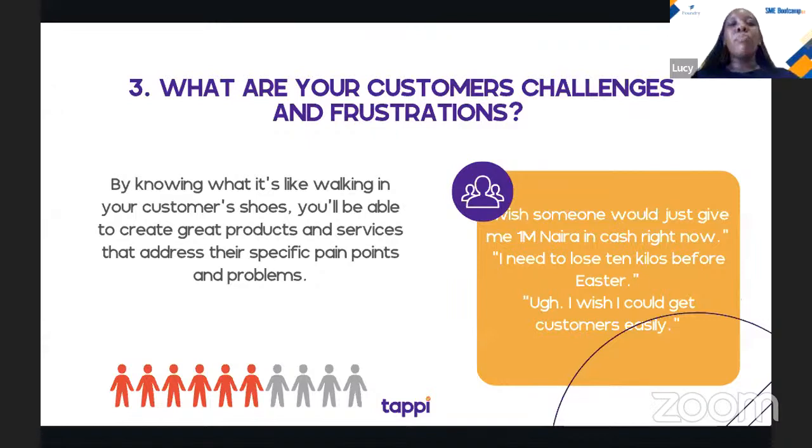Then the third point is, what are your customers' challenges and frustrations, right? So this is putting yourself in your customers' shoes, right? You've already identified who your customer is. Are they middle class? Are they high class? Are you targeting the lower pyramid, right? So if you're targeting the lower pyramid, you have to put yourself in their shoes to know, like, this person can only afford a product between this amount and this amount, right?